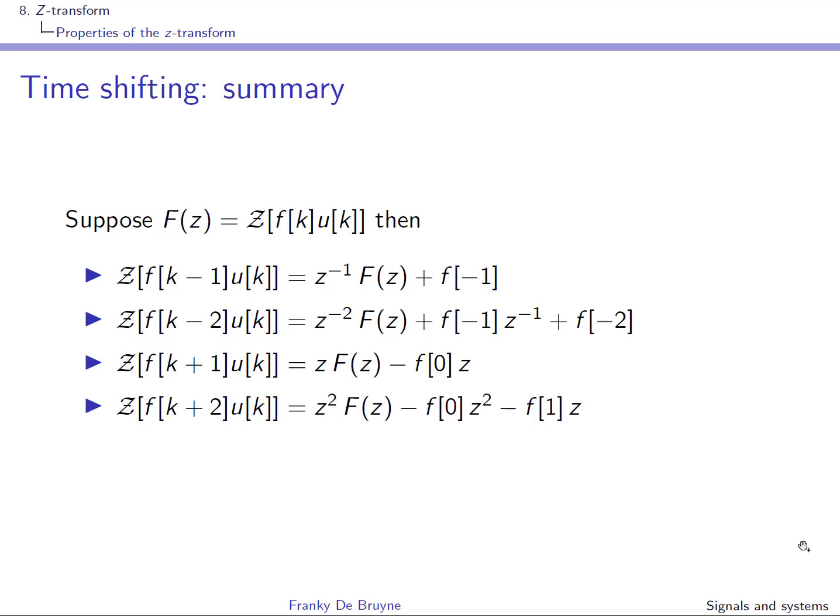And if you shift a signal to the left, you will need, to compute the z transform, the initial conditions in 0 and to the right of 0. For instance, if you shift the signal to the left by 1, you need the initial condition in 0, so you need 1 initial condition. And if you shift the signal to the left by 2, you need the initial conditions in 0 and 1. Okay, so you need 2 initial conditions.